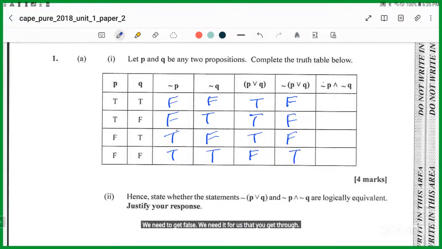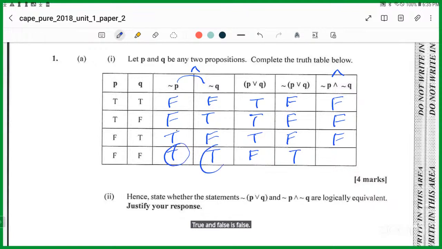Then we're doing not P and not Q. So we're doing the and between these two now. That's what this is, right? Now, and is true only when both of them are true. So false and false is false. False and true is false. True and false is false. True and true is true.